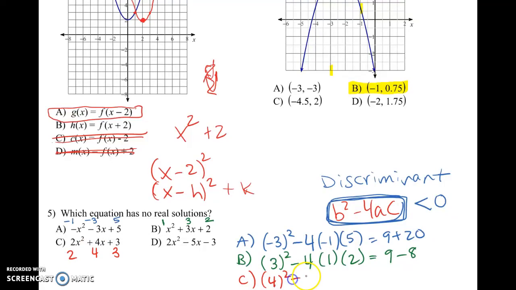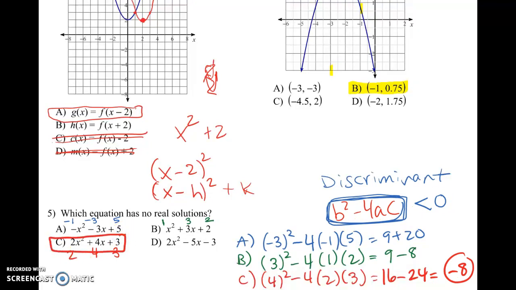So 4 squared minus 4a is 2, and c was 3. What's that? Sorry about that, 4 squared, not 4 times 2. 4 squared is 16, and then negative 4 times 2 is negative 8, times 3 is 24, and that will give me a negative number, right? I get negative 8, which is what I'm looking for. I'm looking for my discriminant to be less than 0.